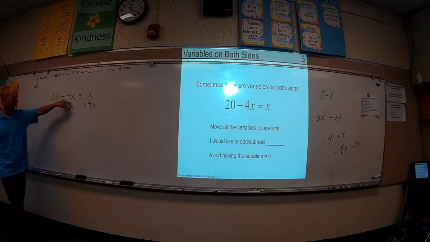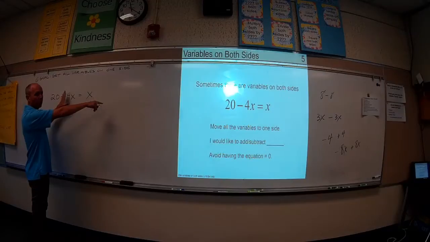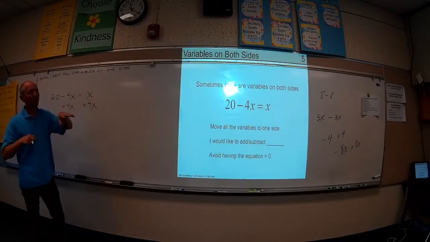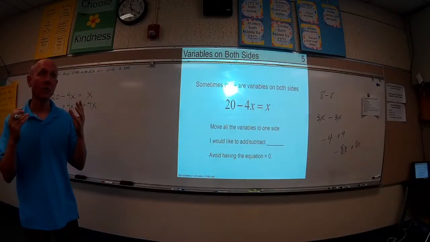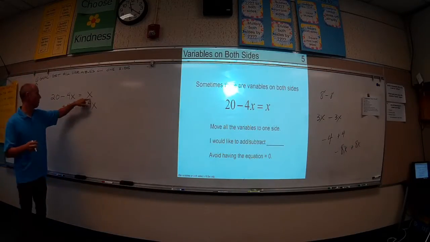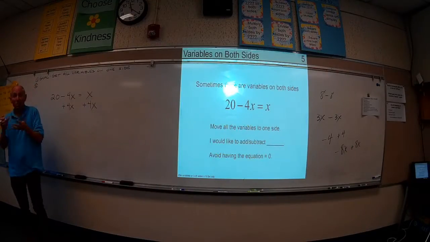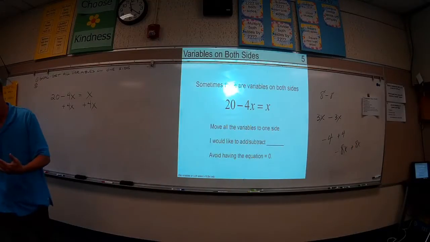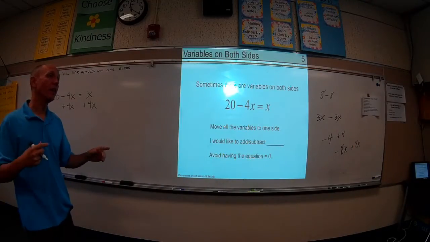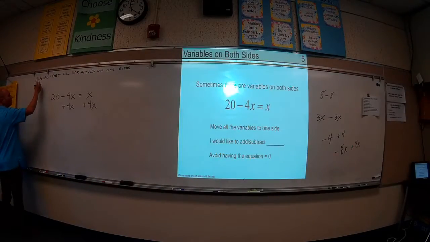So I'm taking this negative 4x, getting rid of it, and bringing it to the other side as a positive 4x. Something else. I want to avoid ending up with a 0 on either side. I could have taken this x and moved it over here, but then what would be left over here? Nothing, which is okay mathematically, but for most of my students, it's going to mess with your brain. So avoid having a 0 on either side.